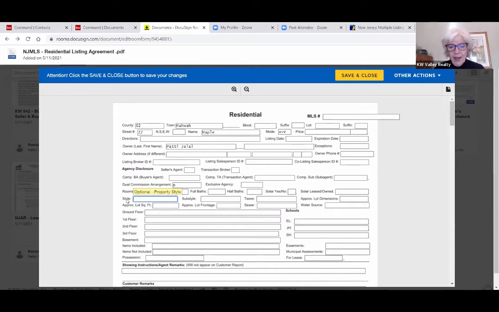Any questions on that? And then it says sub-style. So I mentioned split level, could be a sugar maple split. Could be colonial, could be a side hall colonial rather than a center hall.